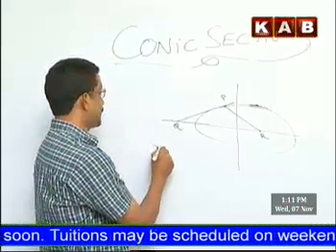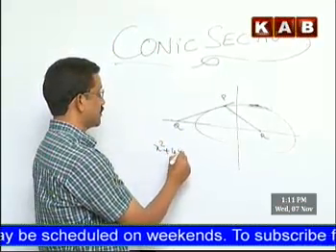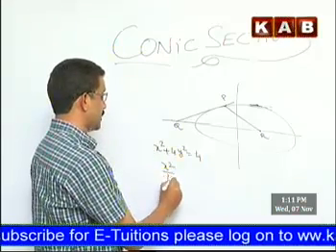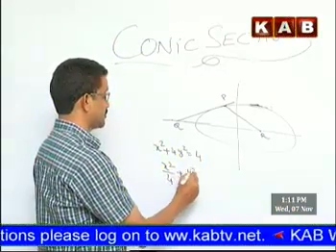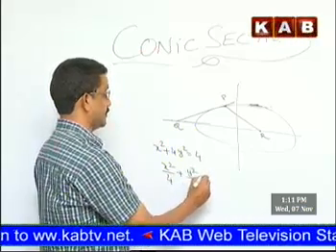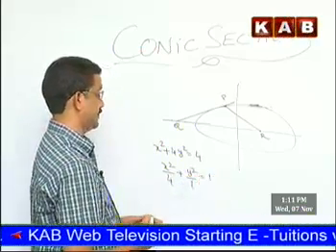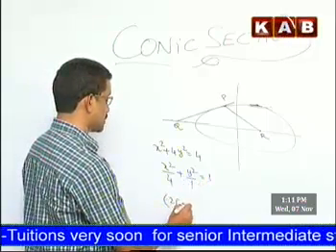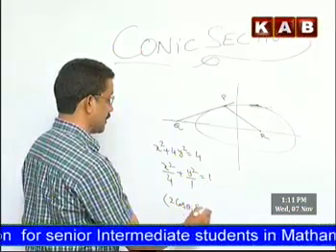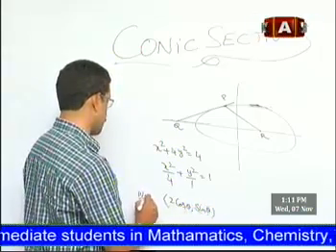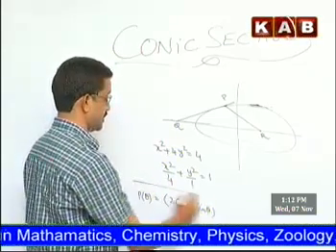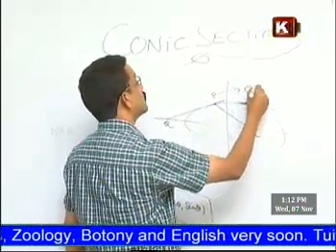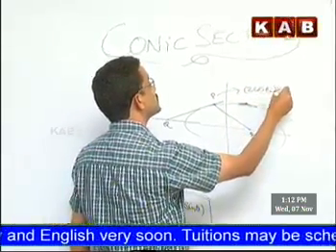Now the given ellipse is x square plus 4y square is 4. I divide by 4 to get into standard form: x square by 4 plus y square by 1 is 1. This is the ellipse. So parameter coordinates will be 2 cos theta comma sin theta. This is P theta. 2 cos theta comma sin theta.